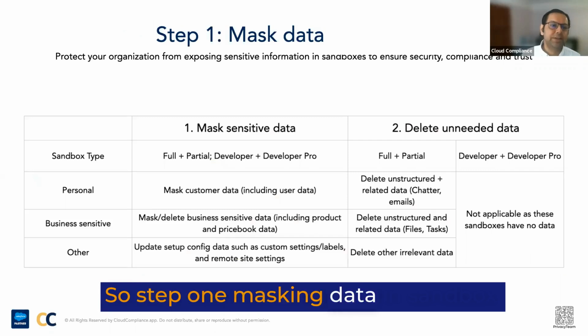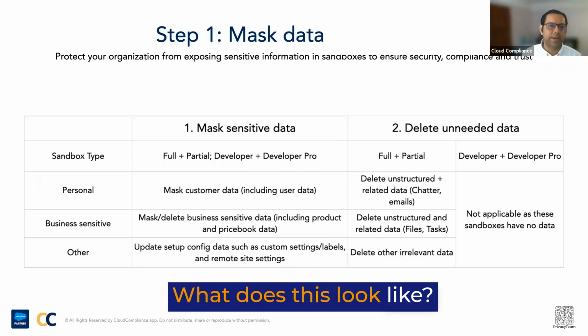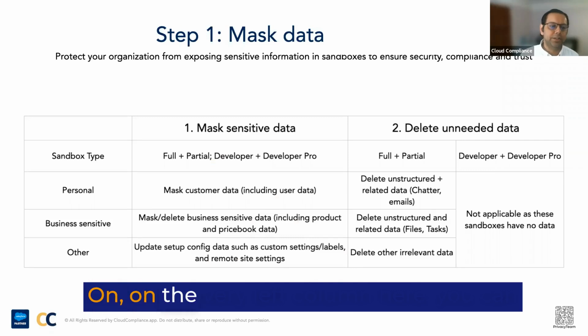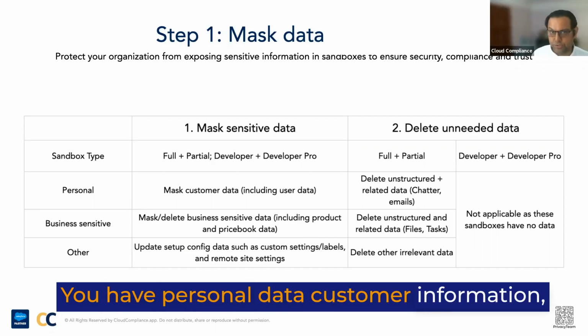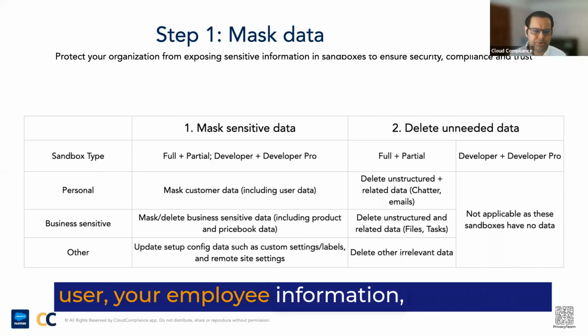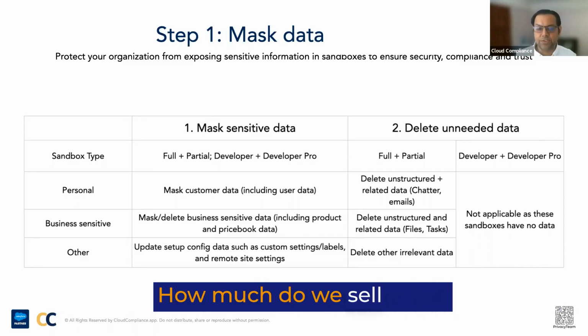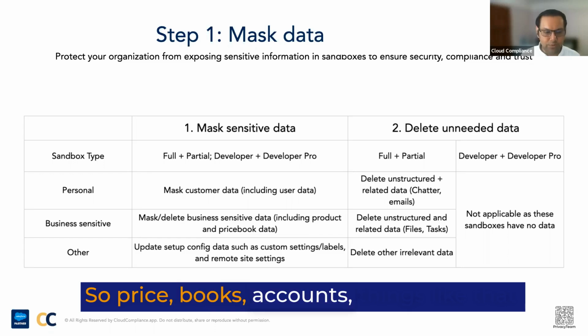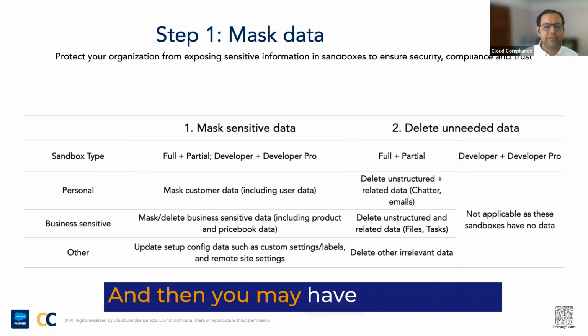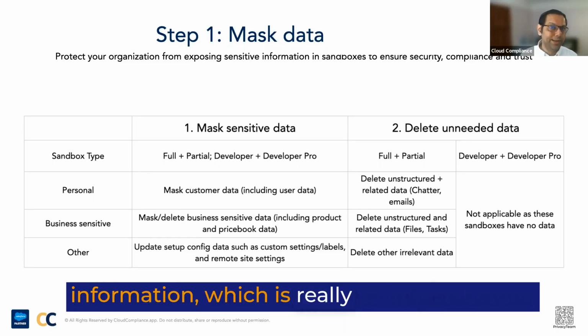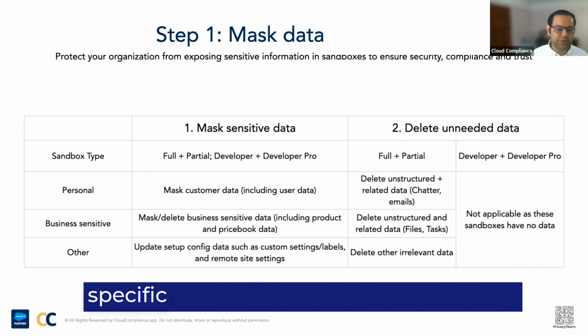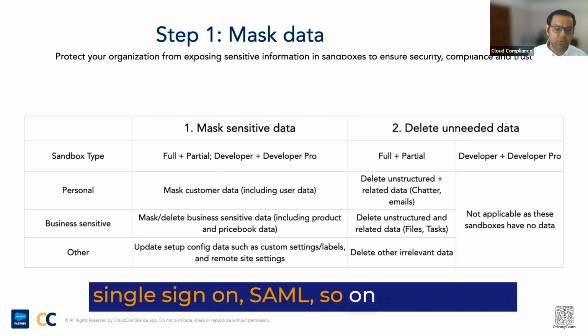So step one, masking data in Sandbox. What does this look like? So when you think about it, on the very left column here, you can see that I have three kinds of data, right? You have personal data, customer information, user, your employee information, partners. You have business sensitive. Who do we sell to, right? How much do we sell it for? So price books, accounts, things like that. And then you have other kind of information, which is really IT infrastructure specific, custom setting, production URL, single sign-on, SAML, so on and so forth.